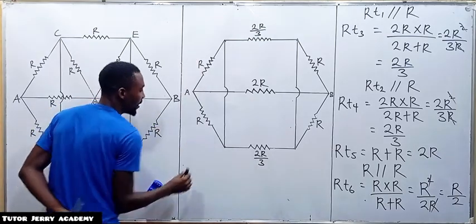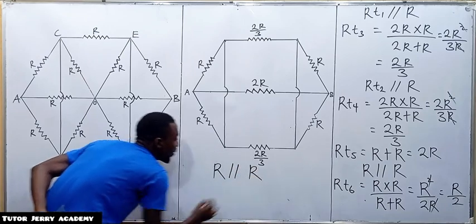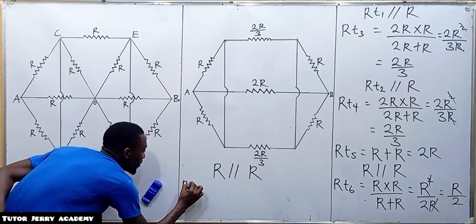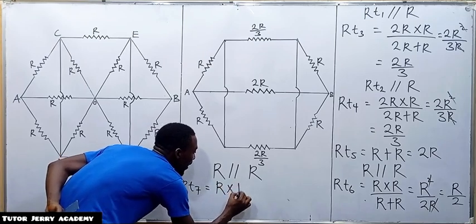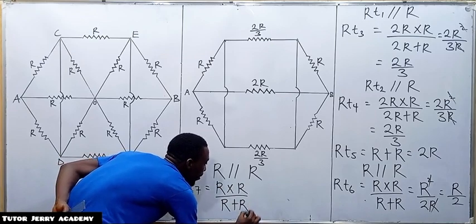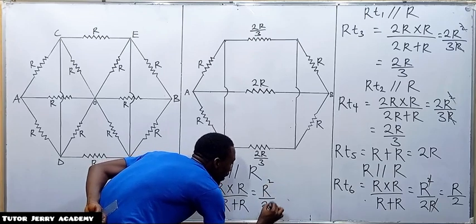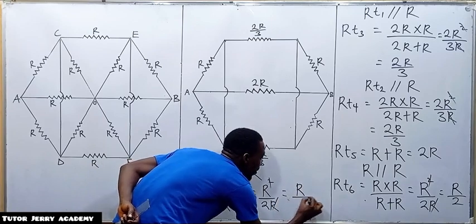So again, R is also parallel to R. R is parallel to R. So we are going to have, let's call this RT7. All right, so this is going to be R multiplied by R all over R plus R, which is going to give us R squared all over 2R. R will go with one R, so our answer is going to be R over 2.